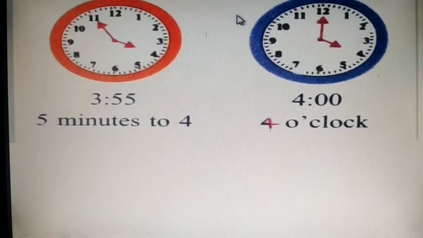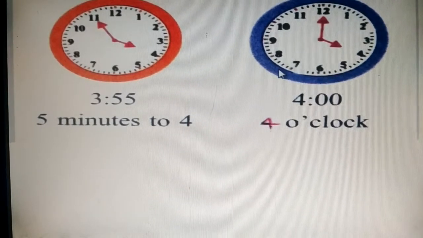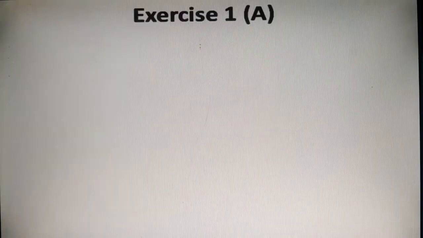In this one, the minute hand is at 12 and the hour hand is at 4. That's why the time is 4 o'clock. It is full hour or o'clock time. Okay children, you all know it very well. Now let's do exercise 1A.